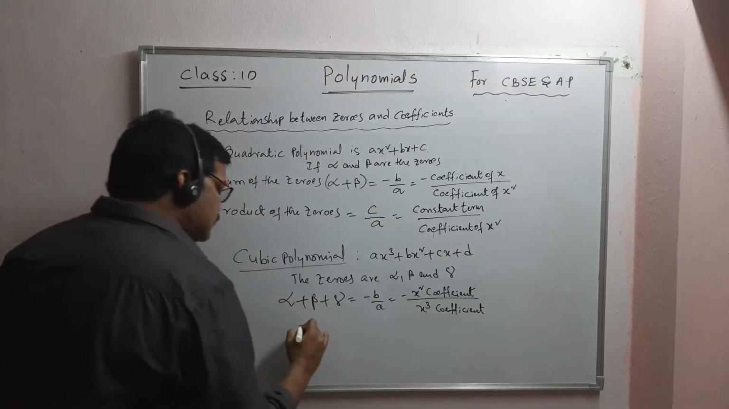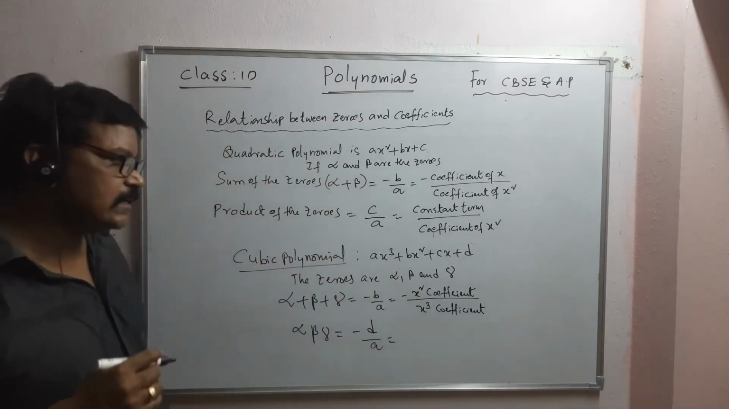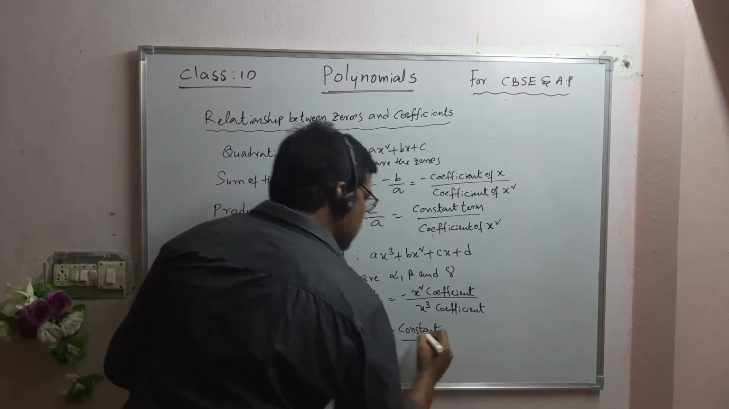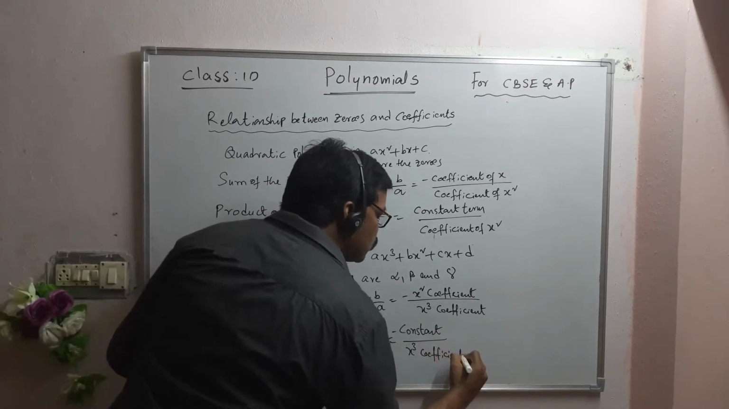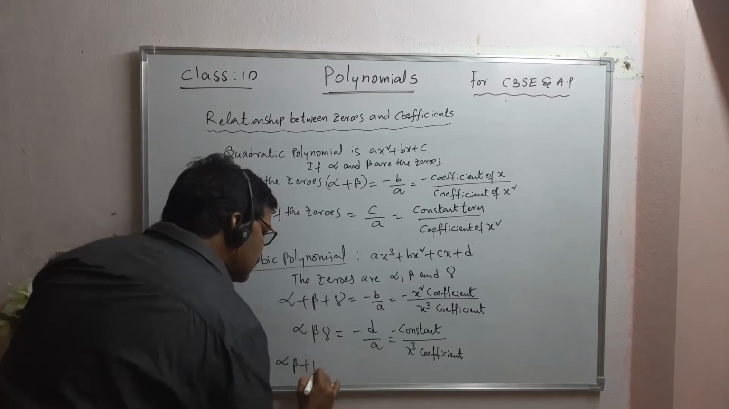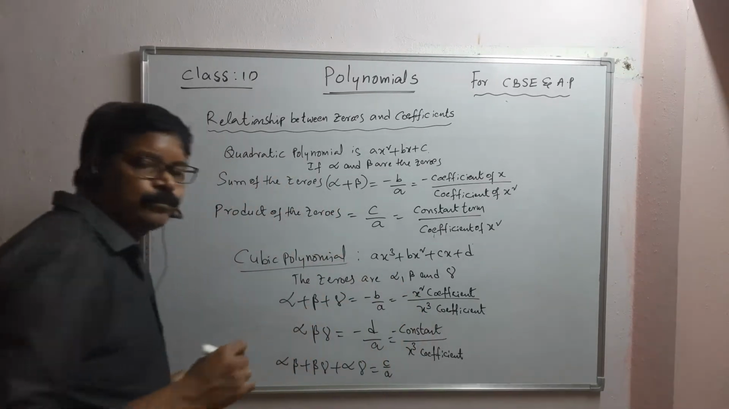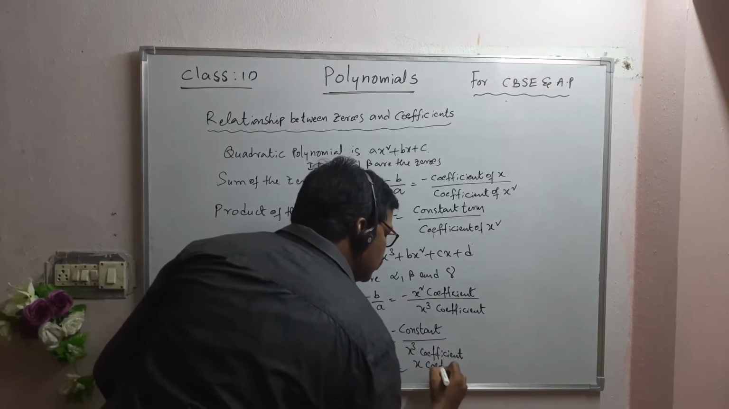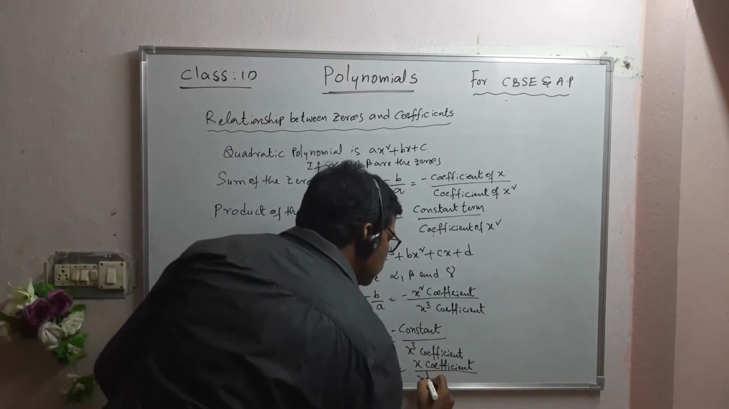Understand, children? Next, the product of the zeros, alpha beta gamma, is equal to minus d by a. What is d here? It means the constant. So this is minus of constant by the x cube coefficient. There is another relation also in a cubic polynomial. What is that? Alpha beta plus beta gamma plus alpha gamma is c by a. What is c here, children? The coefficient of x, by, what is it? Yes, the x cube coefficient.